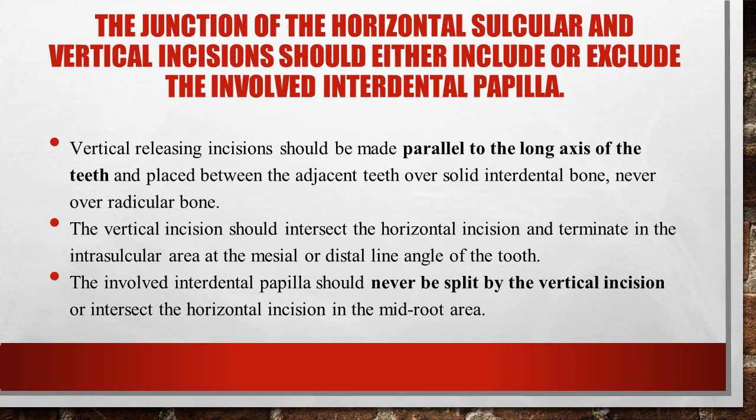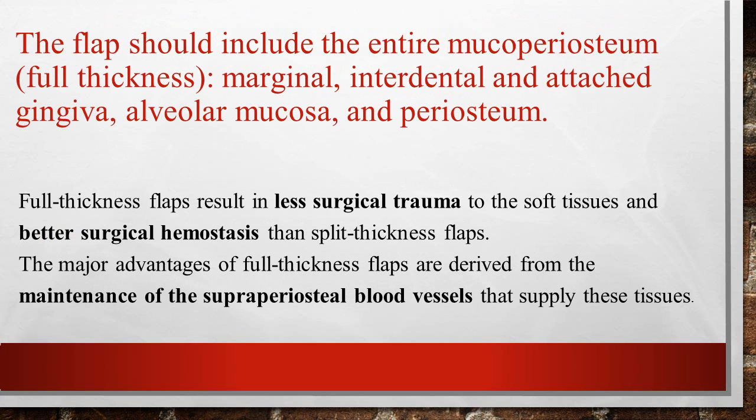The junction of the circular and vertical incision should either include or exclude the involved interdental papilla. This you had seen in the diagram in the previous slide. So what we prefer is that we include the interdental papilla. We don't exclude it, for cosmetic reasons. Okay, and the interdental papilla should never be split by the vertical incision. So the vertical incision should either be distal to it or mesial to the interdental papilla. It should never be in the middle. It should never split it because the healing will be poor.